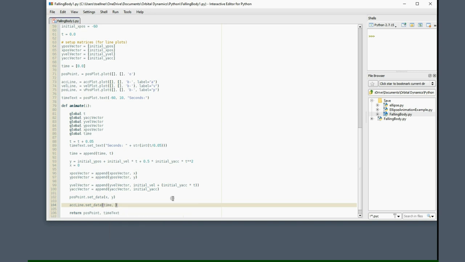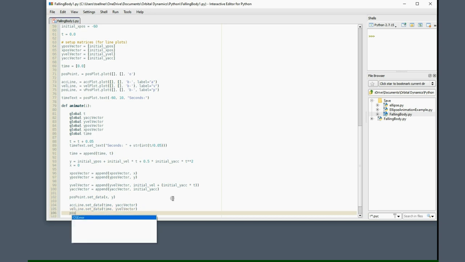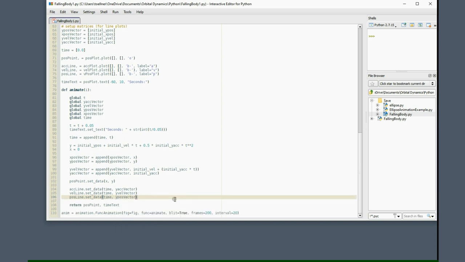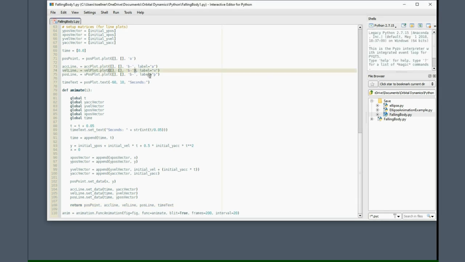So the acceleration line, I'm plotting the acceleration vector over the time vector. The velocity line, I'm plotting the velocity vector over the time vector. And the position line, I'm plotting the y position vector over the time vector. And then I need to pass each of those lines in the return statement. And there's a mistake I made here. I need to take that parentheses out.